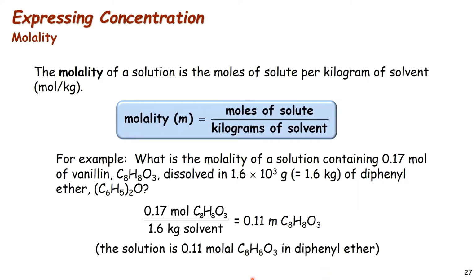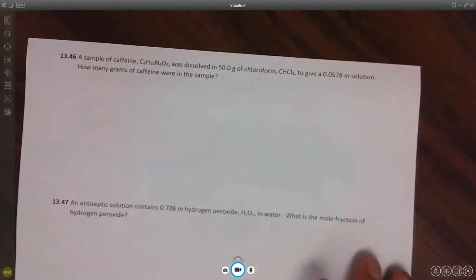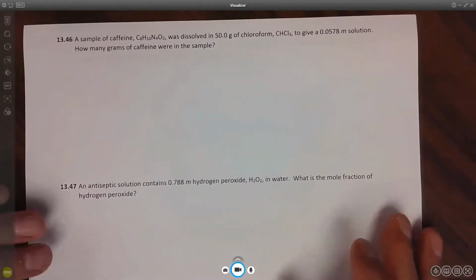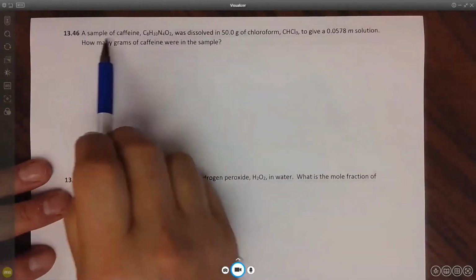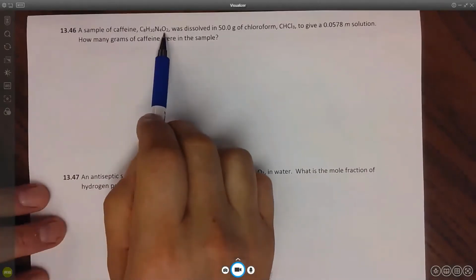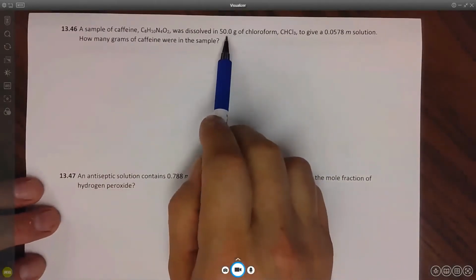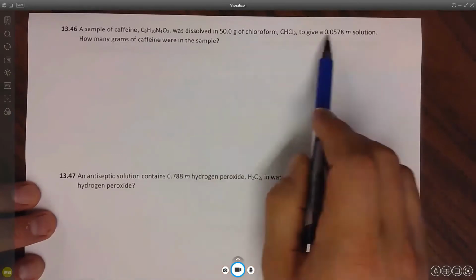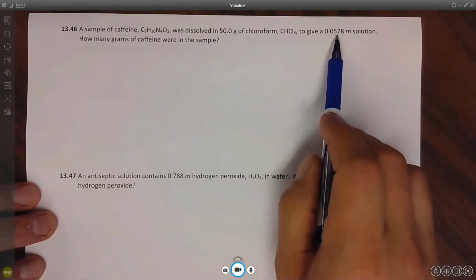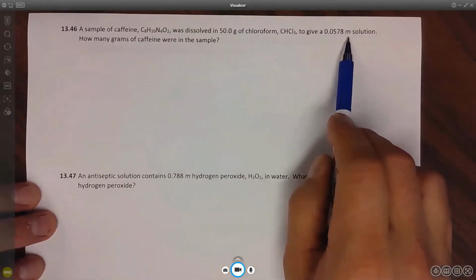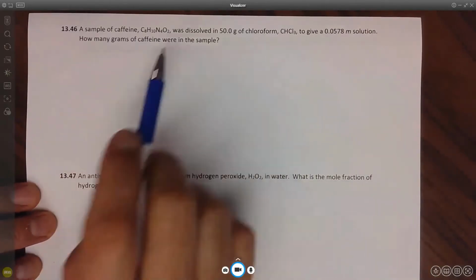Okay, so again, this is just going to be called 0.11 mol of vanillin in diphenyl ether. Okay, so this is molality. Number 46 from chapter 13. It says a sample of caffeine with that molecular formula was dissolved in 50 grams of chloroform to give a 0.0578 molal solution. How many grams of caffeine were in the sample?